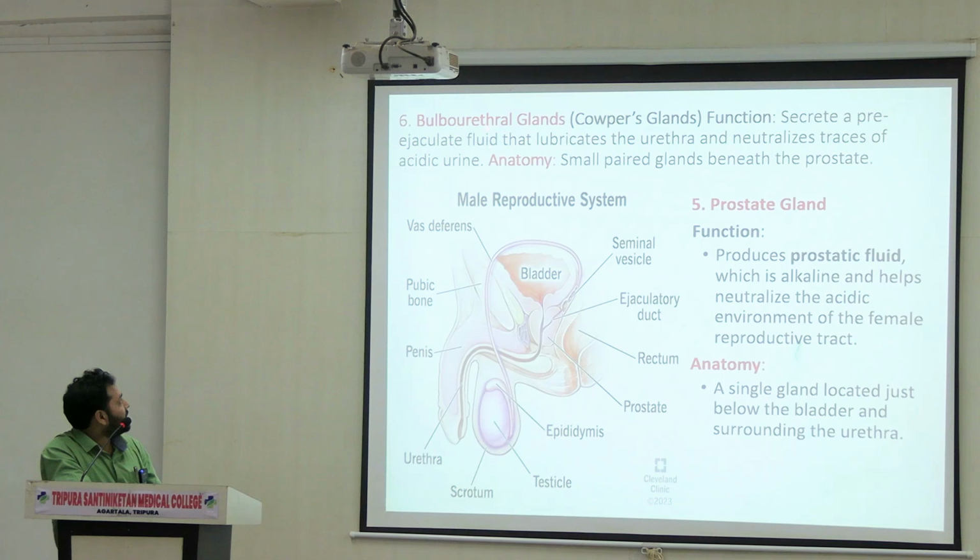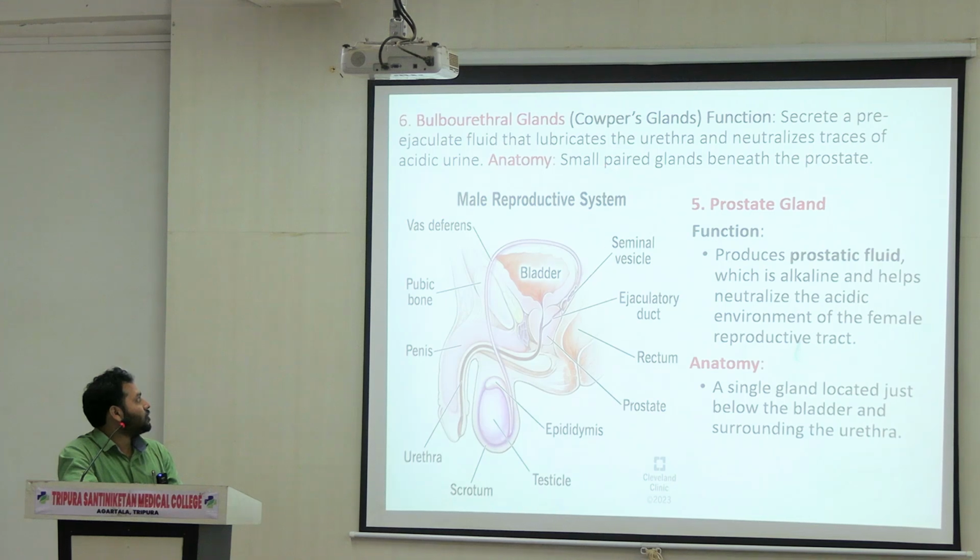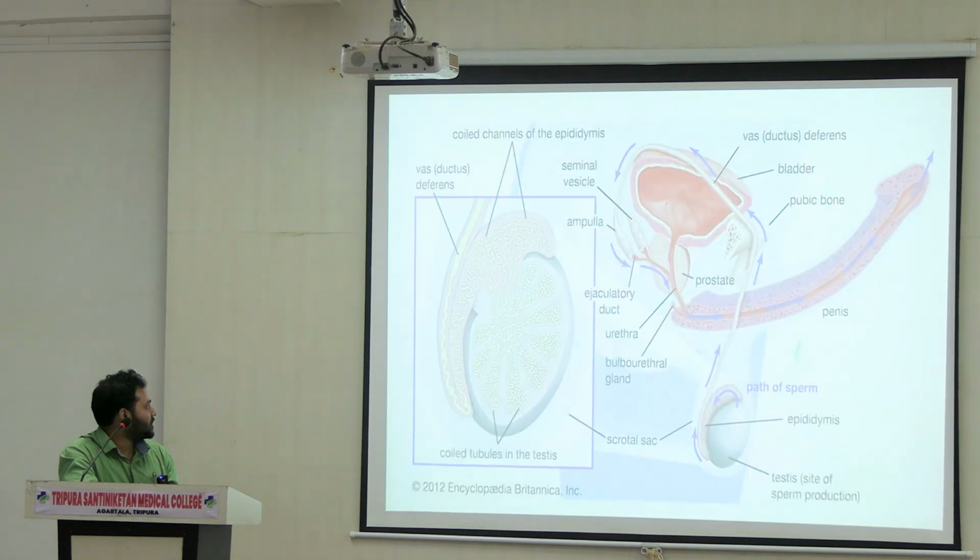Now, the next part is called the bulbourethral glands or Cowper's glands. So what is the location of these glands and how does it look? It is also a small paired gland that is present beneath the prostate. So this is the prostate, and just beneath this is the bulbourethral glands, right? This is the bulbourethral gland. So what are the functional features of this gland?